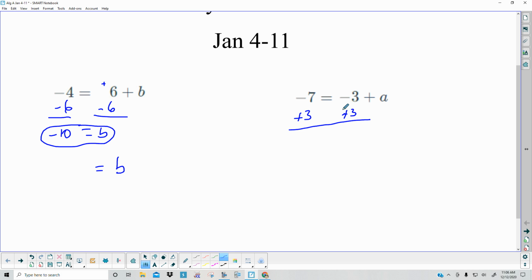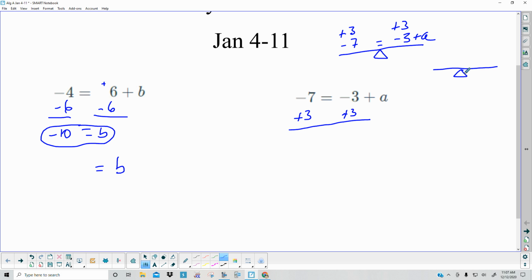Now, the reason I'm saying do it to both sides is I'm thinking of it as a teeter-totter, okay? If right now it's balanced, negative 7 equals negative 3 plus a. If I add 3 to this side of the teeter-totter and add 3 to this side, it stays balanced. It doesn't tip. I know I haven't quite drawn it horizontal, but picture it that it's horizontal, it's balanced, okay?